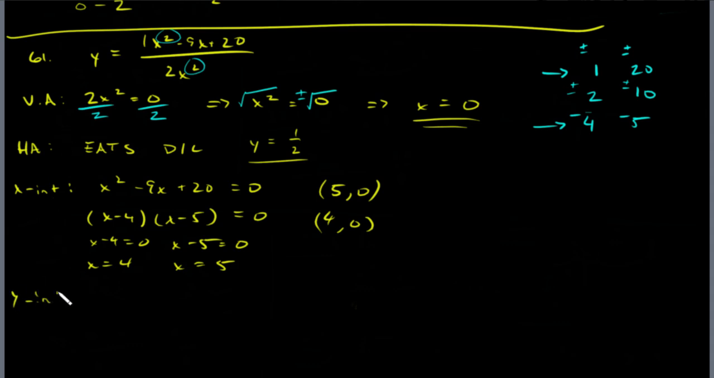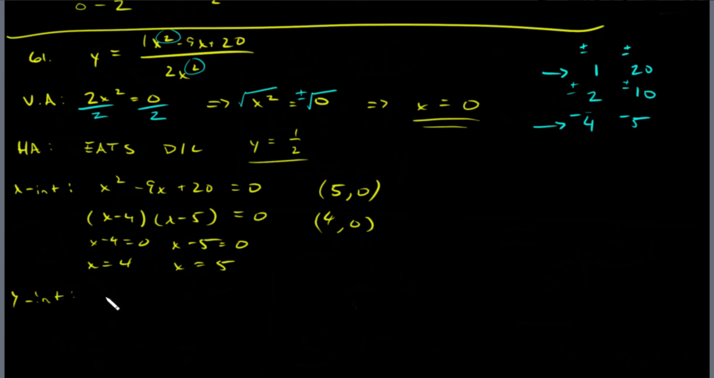Y-intercepts. For y-intercepts, you just plug in 0 for all your x's. And we're going to have a problem here. If you plug in 0 for x, you get 0 here. That's a huge problem. There's a vertical asymptote here. So that means there's not going to be any y-intercepts.